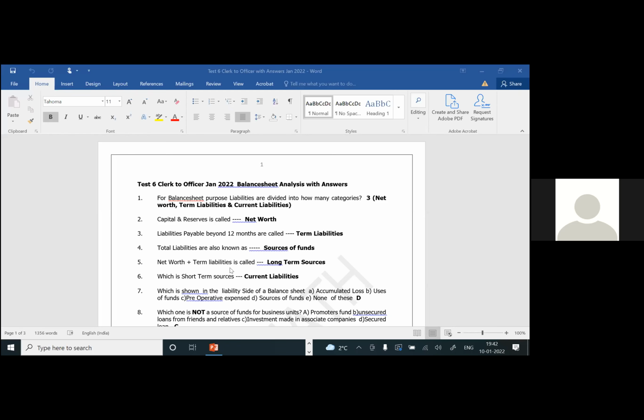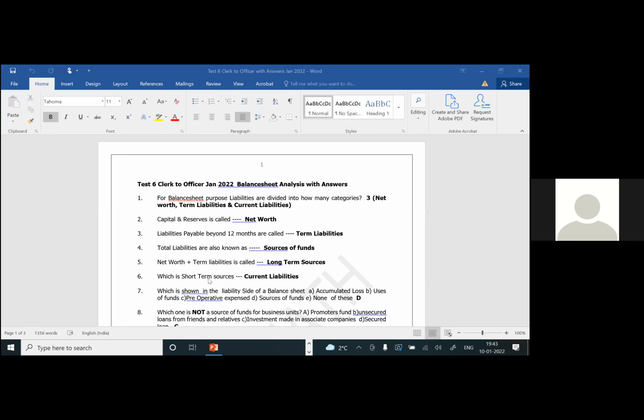Capital and reserve is called net worth, then you have term liability, then current liability. The total liabilities is called total sources of funds. The first 2 items, net worth plus term liability put together, is called long-term source. Then what is a short-term source? Current liability. Very simple, friends.